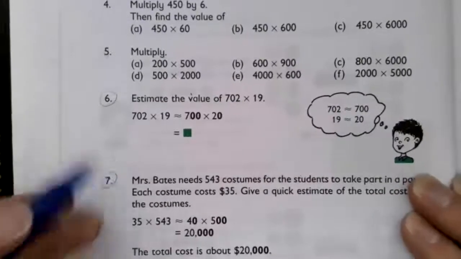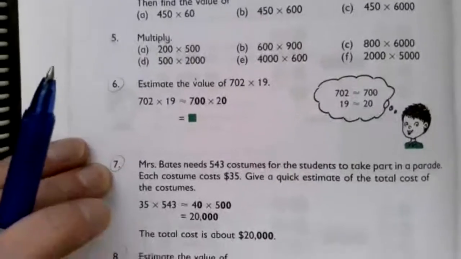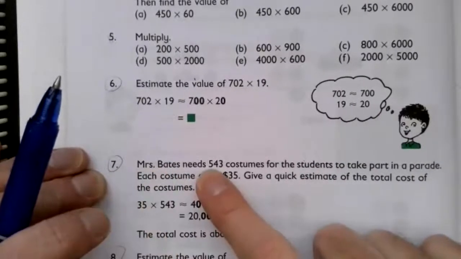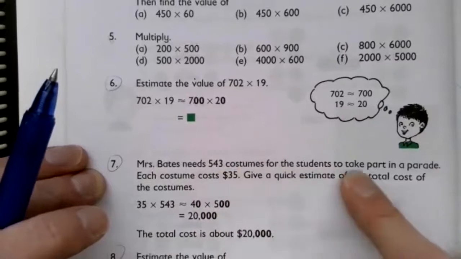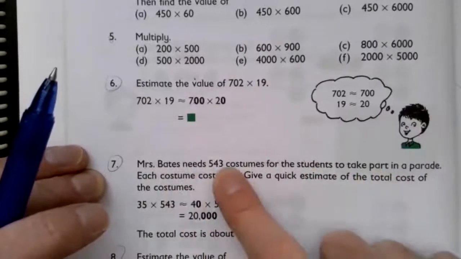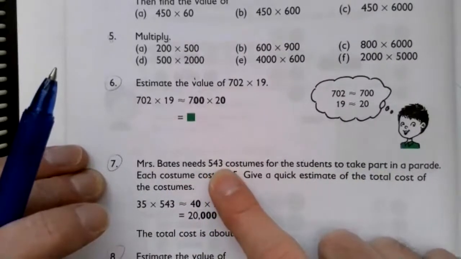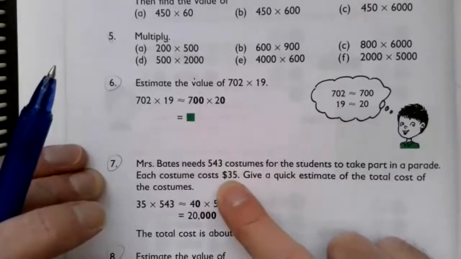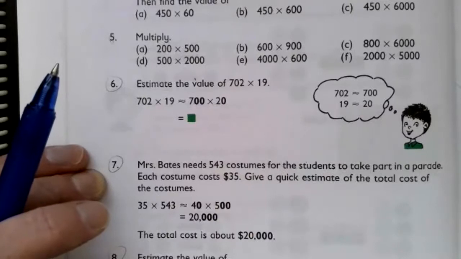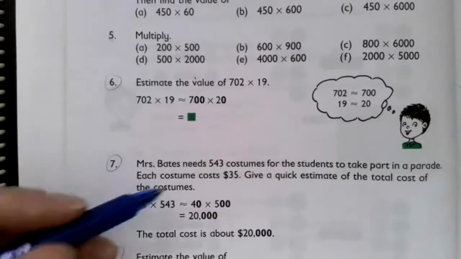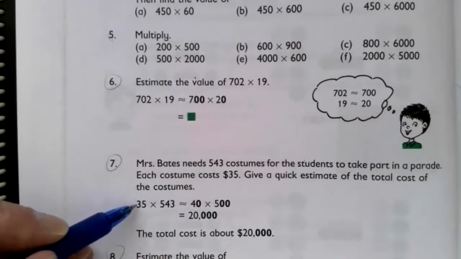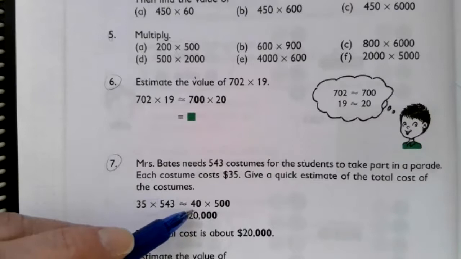Okay, here's a little word problem for getting an estimate. We're imagining we've got a school parade or something like that. So we have 543 costumes that we need for students in the parade, and let's imagine the costumes each cost $35. So this is a quick way to get an estimate. 35, well, let's round that up to 40. Let's do the nearest 10.